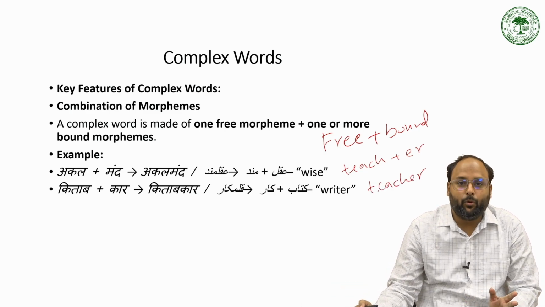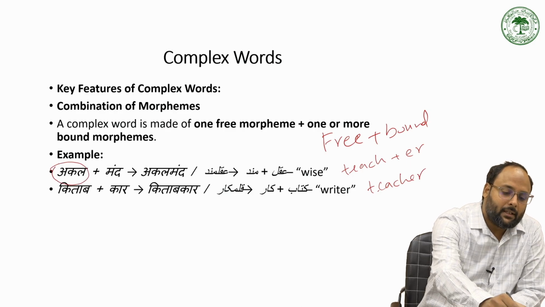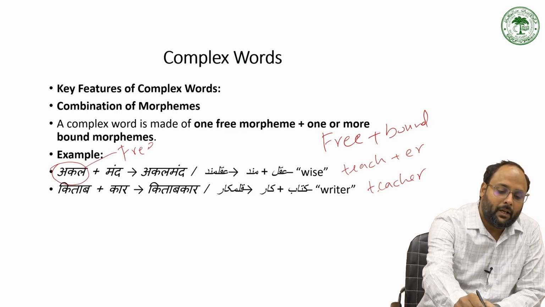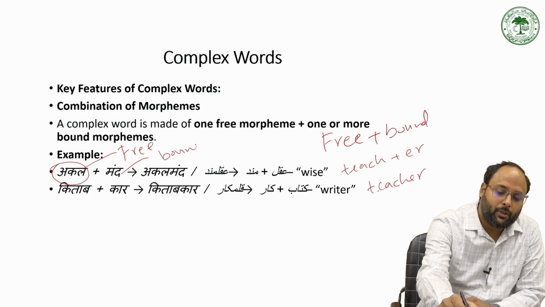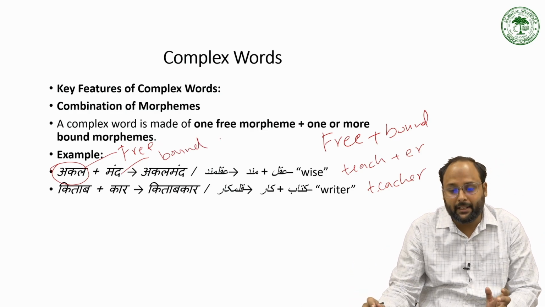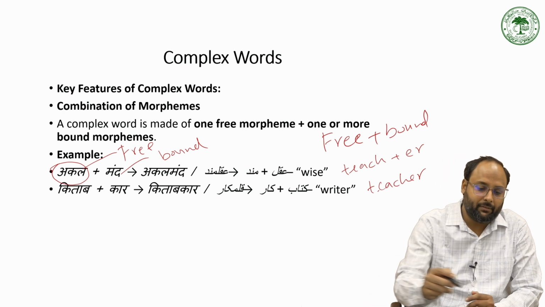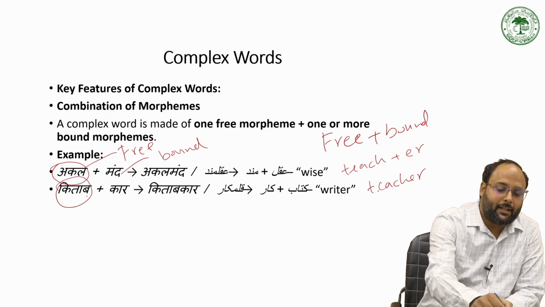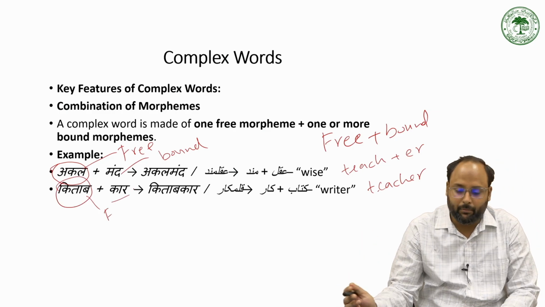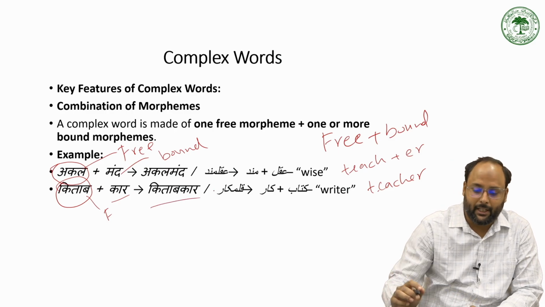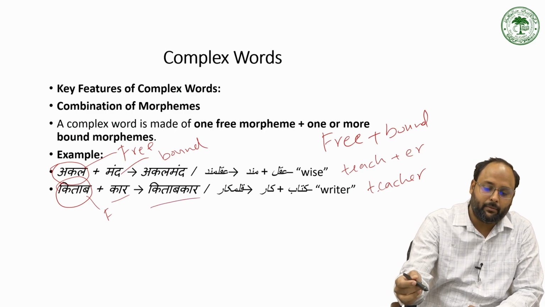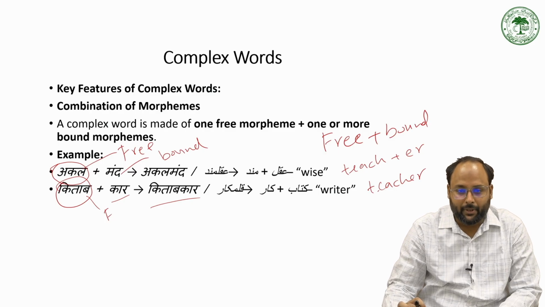Now we have some Urdu examples also, like aqalmand and kitab kar. In aqalmand, aqal is the free morpheme and mand is the bond morpheme. In this process we can create a complex word by adding any bond morpheme, or more than one bond morpheme, to the free morpheme. Another example is kitab kar. In kitab kar, kitab is the free morpheme and kar is the bond morpheme or suffix. Sometimes we can also create the word kalam kar with kalam plus kar.